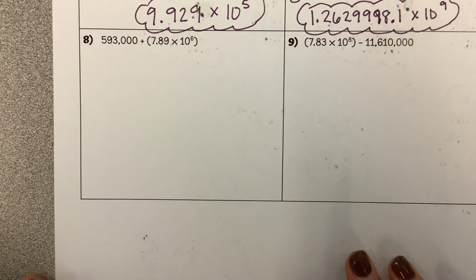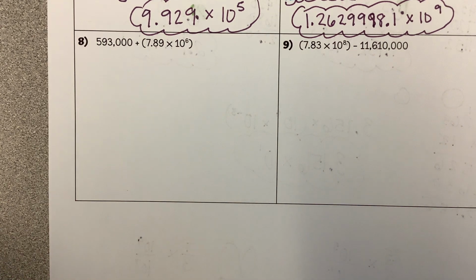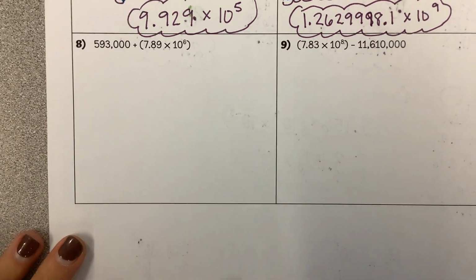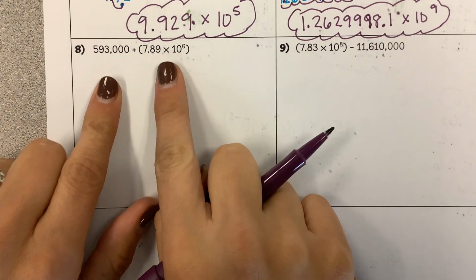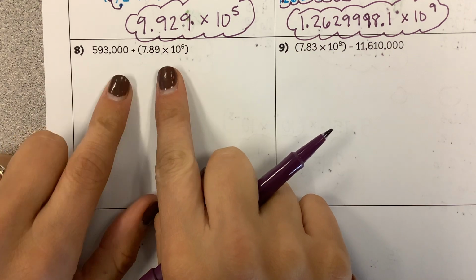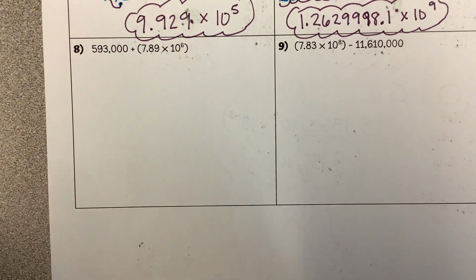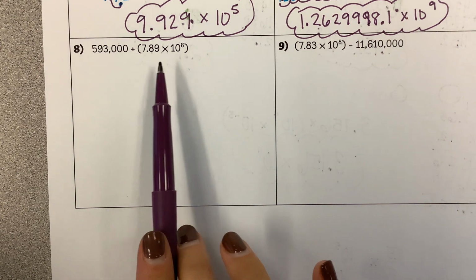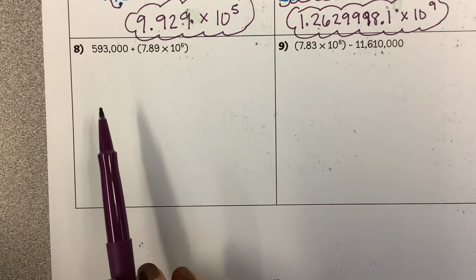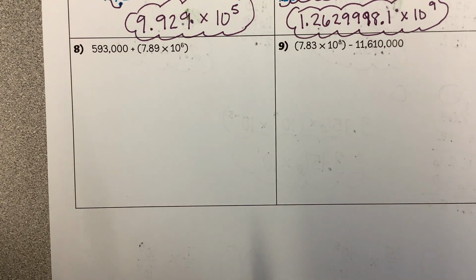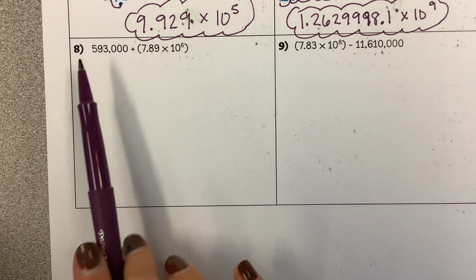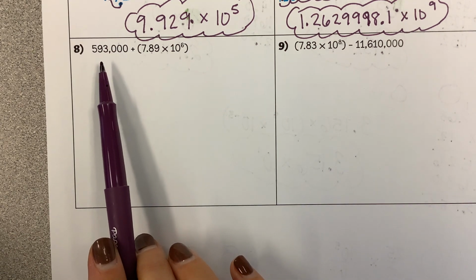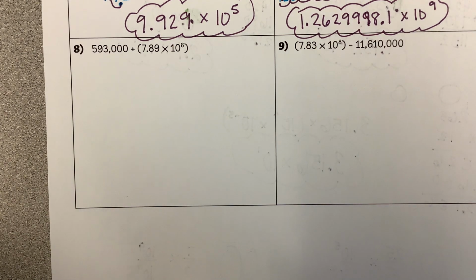Let's practice 2 more like that. Number 8. Difference here is we have one that's in scientific notation and we have one that is not. There are 2 ways that you could go about adding this, okay? We can either turn this into your standard number form and add, but then we'd have to go back and put it in scientific notation because that's what we're practicing. Or I can change this 593,000 into scientific notation.